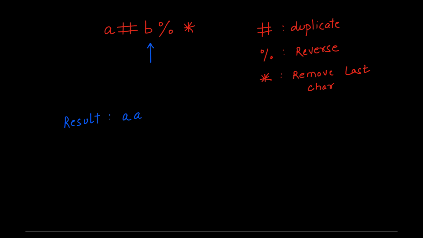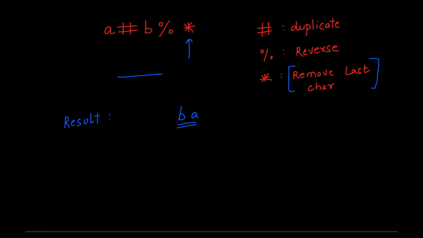Incrementing my pointer, the next character is B. As it is an English letter, I don't have to apply any operation except for adding it to my output. After that, the next operation is a percent sign, which means I need to reverse the entire string. So instead of having AAB, the updated string will be BAA. And the last character is an asterisk, which means I need to remove the last character from the string that was added. So in this case, this A will be removed. So the updated string will be B and A.